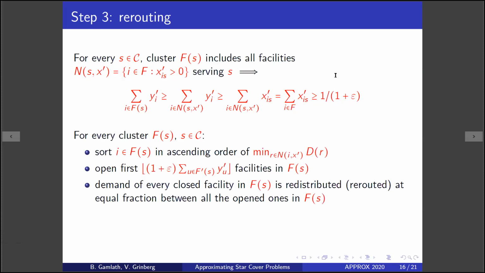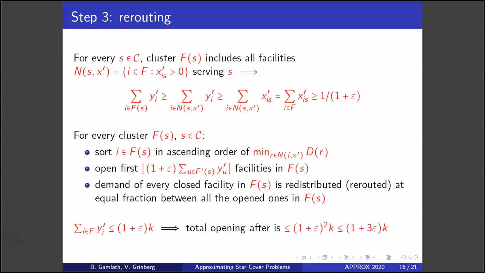The final steps of the algorithm are as follows. In every cluster, we sort its facilities in ascending order of minimum average distance and open this many first facilities. After that, the demand of every closed facility in the cluster is redistributed in equal fractions between all open facilities within the same cluster. It is easy to see that the total opening after this procedure will be at most (1+3ε) times k.